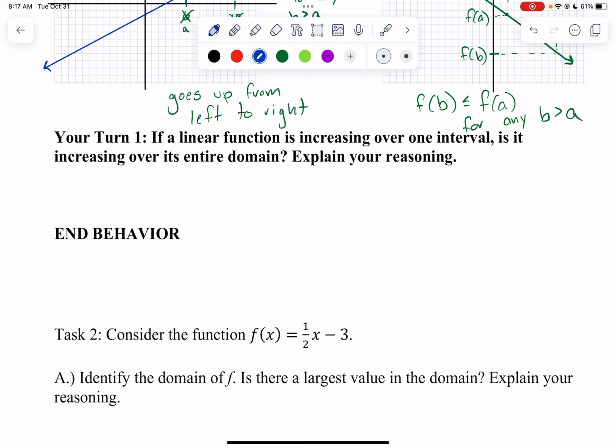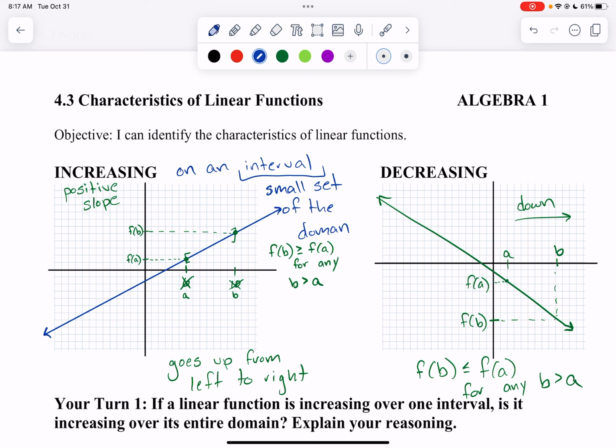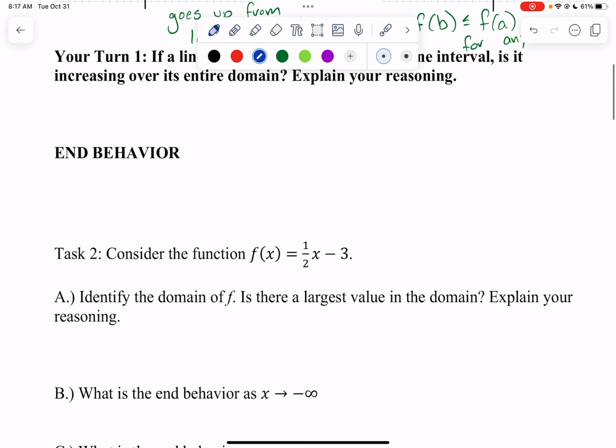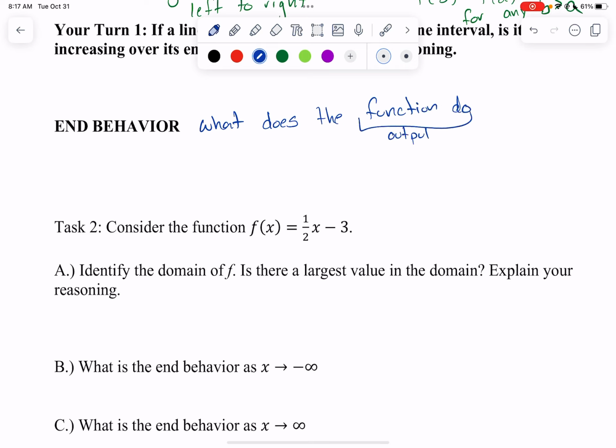All right, so we talked about one characteristic of functions, which is whether they're increasing or decreasing. Another characteristic is its end behavior. What end behavior basically means is, what does the function do, in other words, what do the outputs do, as x gets really big or really small?